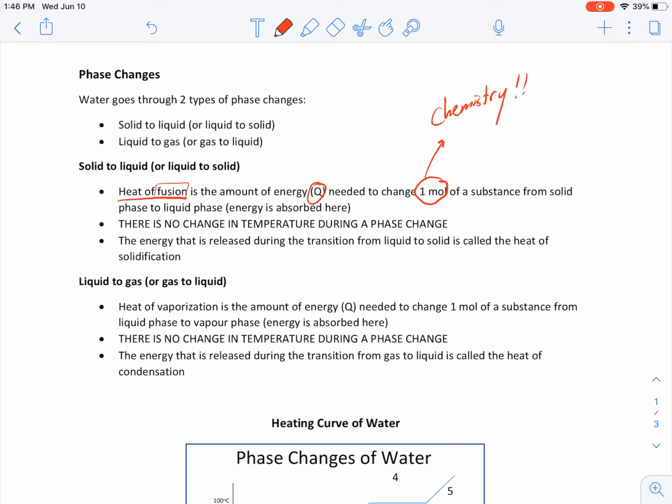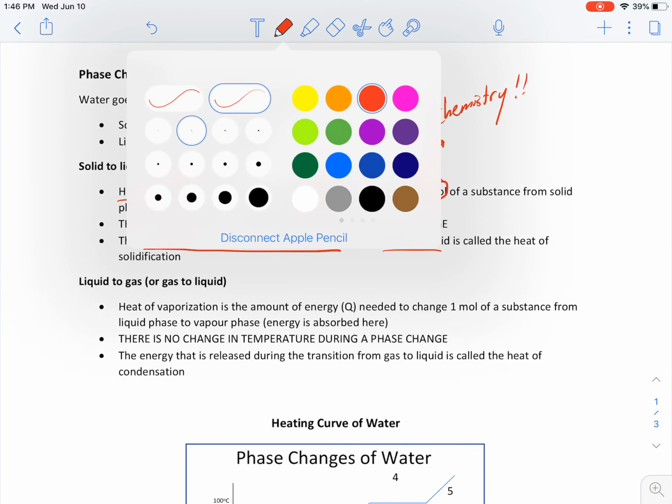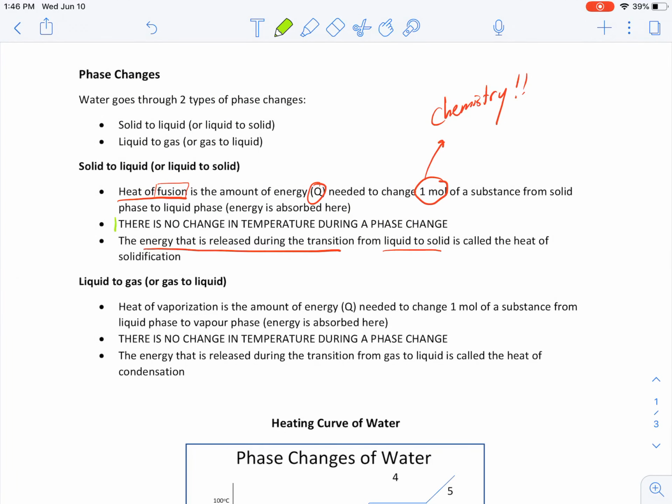Then, if you look at the other way, the amount of energy that's released during liquid to solid is called the heat of solidification. So when you solidify something. One thing that's really important to know, while something is changing phase, there is no change in temperature.